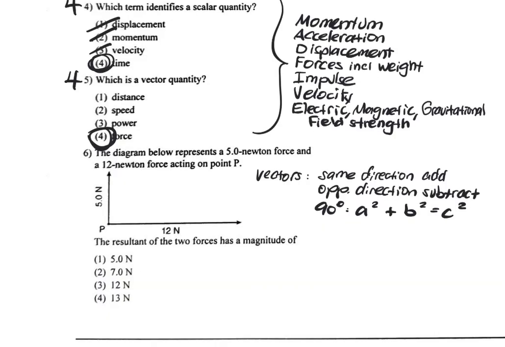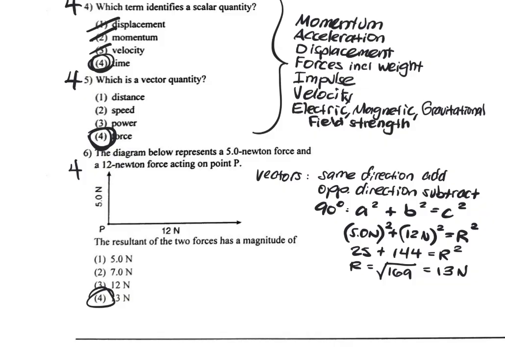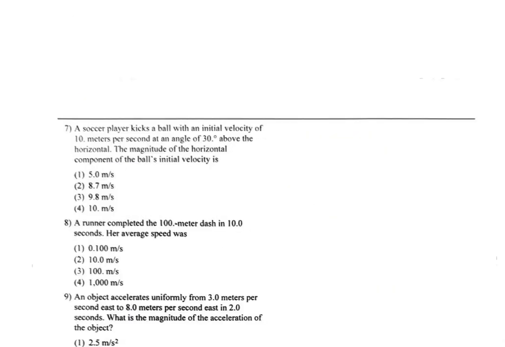Speaking of vectors, number 6 is a vector question. If vectors are in the same direction, you add them. If they're in opposite directions, you subtract them. But if they're at right angles like this guy, you use the Pythagorean theorem. We wind up with 13 newtons for this resultant, choice 4. If we look at the other answer choices, 5 and 12 in opposite directions make 7. That's the least they can make, so they can't make 5 whatsoever. And then 7 is if you subtract them, so it's either 3 or 4. But the Pythagorean theorem tells me it's choice 4.